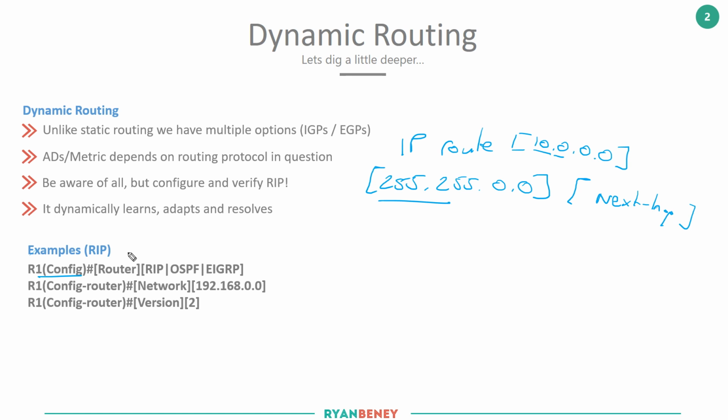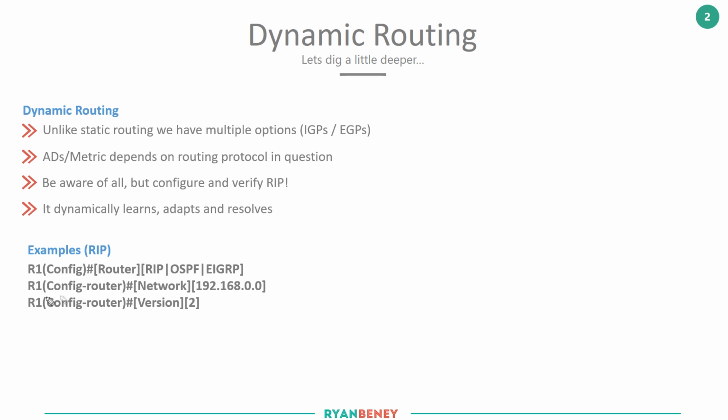Well, with RIP in this scenario, or with any routing protocol to an extent, we would go to config terminal, we would use the command router, and then we would select the routing protocol we wish to use. Again, the only one we need to really be aware of is RIP, and what I mean by that is we need to be able to configure RIP. Once we've gone into the routing submode, you'll see that the command will change to say config-router, and then we can pop in our network statement.